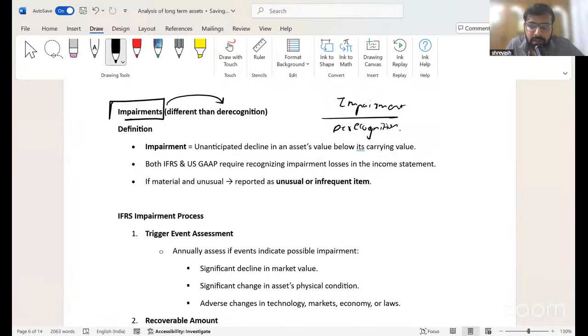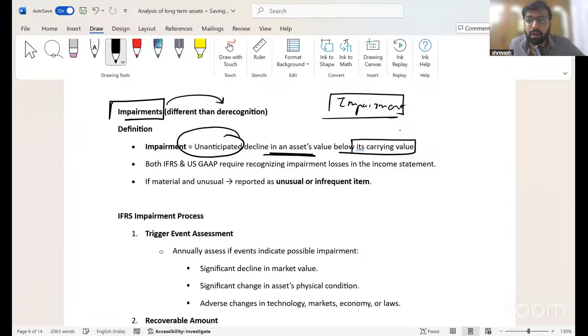Derecognition means asset will not be recognized in your books of accounts anymore, and I will have discussion around derecognition in some time. But let us understand what do you mean by impairment. Impairment is loss in the value of asset, something that is unanticipated. It is an unanticipated decline in asset's value below its carrying value. अर्निंग कैपेसिटी असेट की कम हो जाती है. The earning capacity of the asset reduces. Both IFRS and US GAAP require recognition of impairment losses in the income statement.